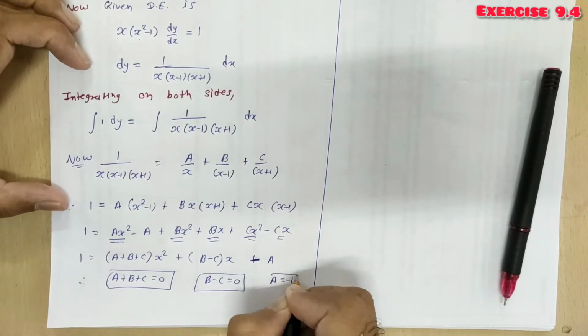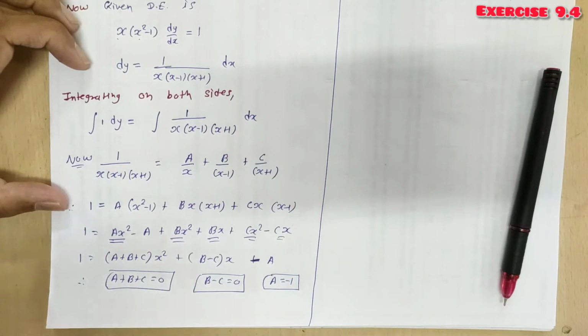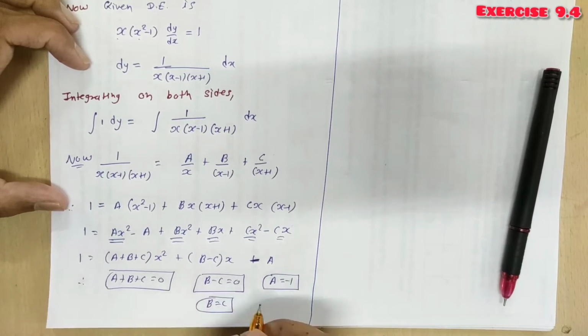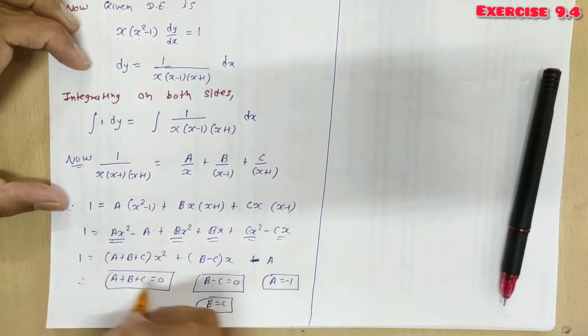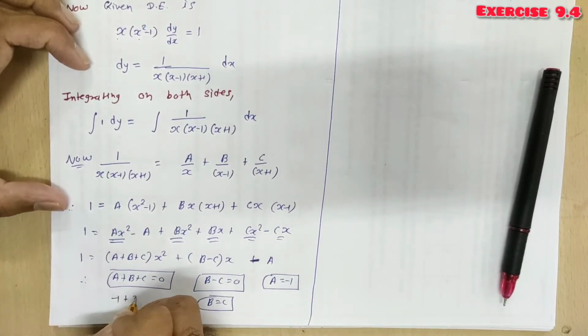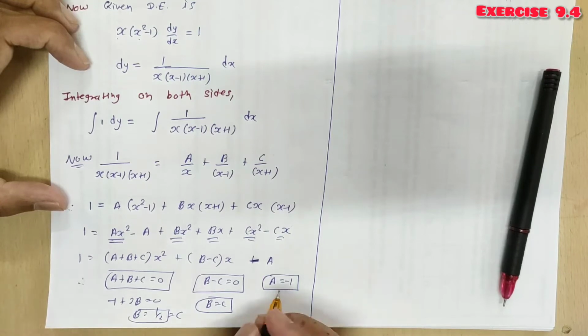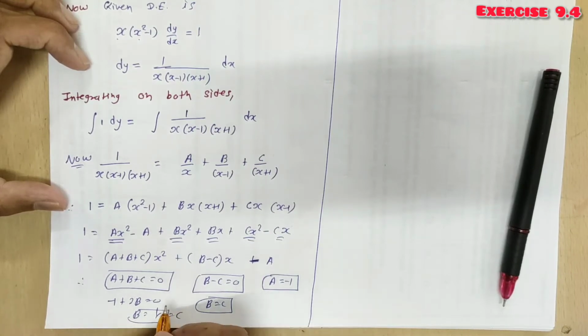A equal to minus 1. Done. Clear? Now using these all three conditions, we have to find the values of a, b and c. So b minus c equal to 0, therefore we can write b equal to c. So this one is 2b and a equal to minus 1. So minus 1 plus 2b equal to 0. So therefore b equal to 1 by 2. B equal to 1 by 2, that is c equal to 1 by 2, a equal to minus 1. Then all the constants are there. B and c 1 by 2 and a is minus 1.